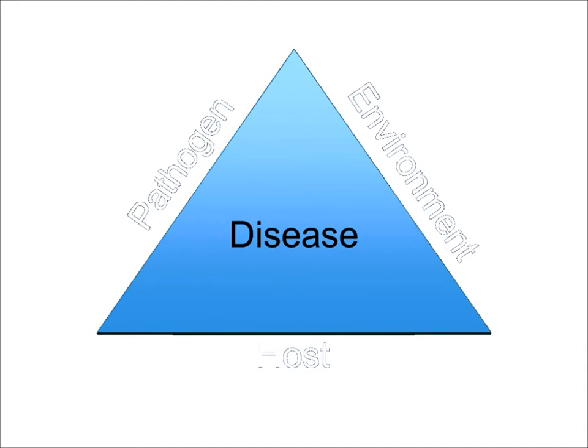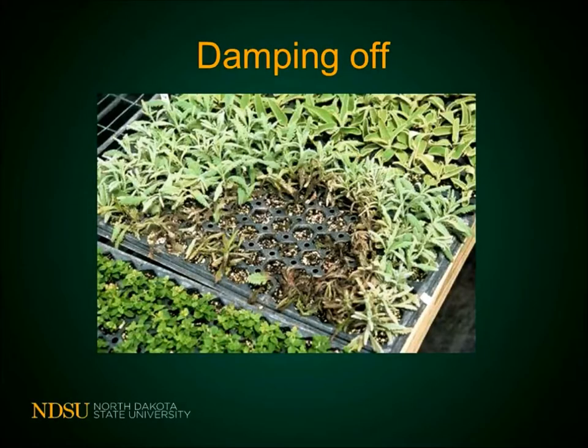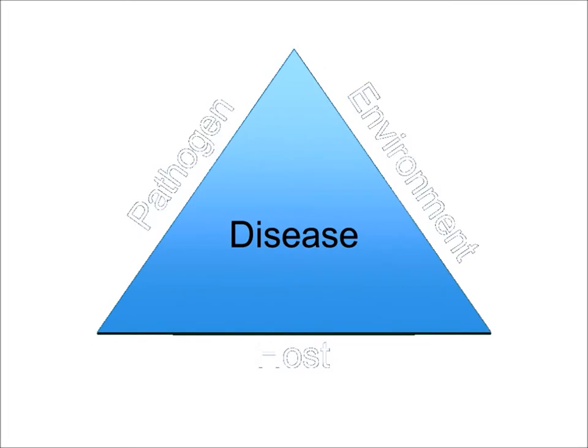And this is a really common thing used by plant pathologists. It's called the disease triangle. There are three sides to this, and they're labeled on here. You have to have a pathogen, something that causes a disease, a host, a plant that becomes infected with that pathogen, and then the environment. You need those three things to come together at the right time in order for disease to occur.